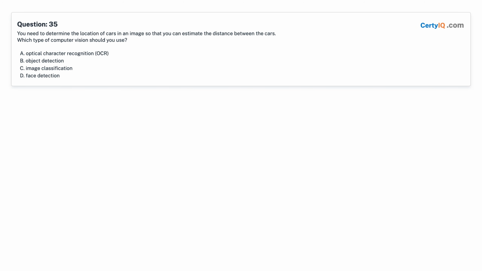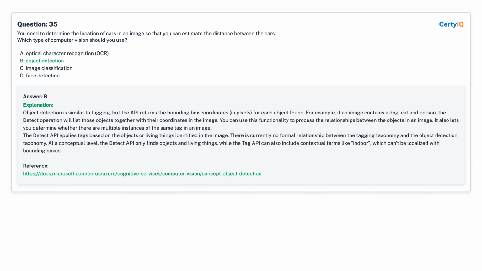Question 35. You need to determine the location of cars in an image so that you can estimate the distance between the cars. Which type of computer vision should you use? A. Optical character recognition, OCR. B. Object detection. C. Image classification. D. Face detection. Answer is B. Object detection.